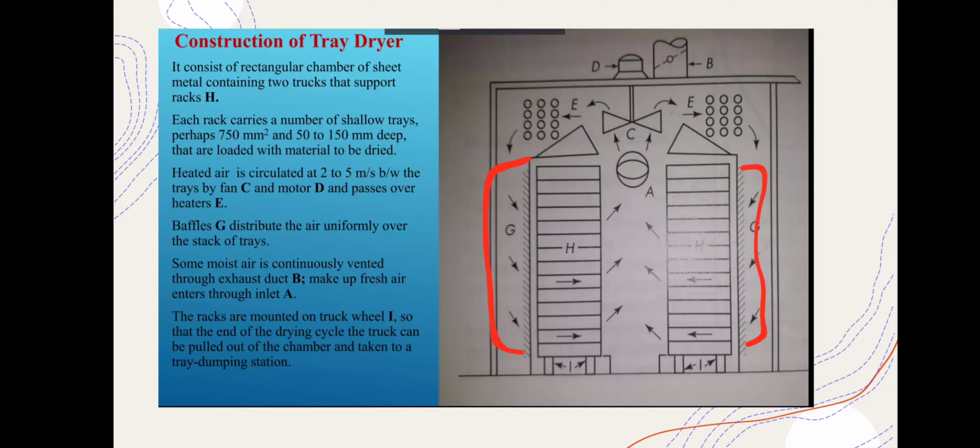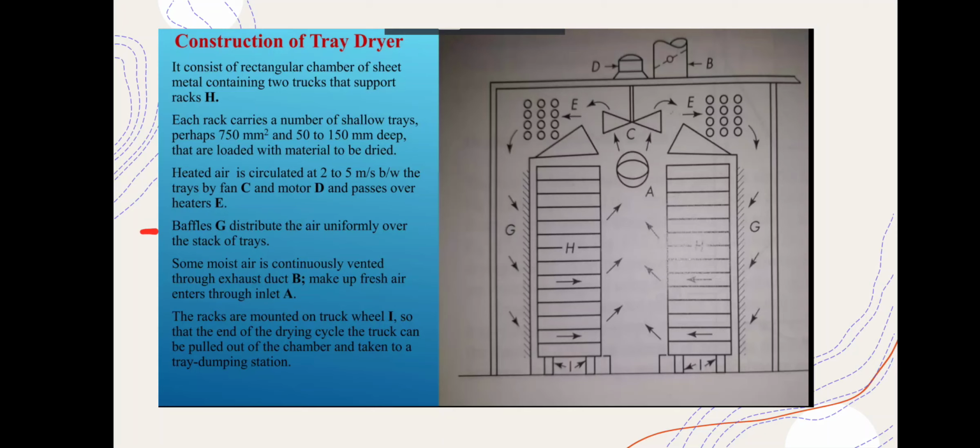Heated air is circulated at 2 to 5 meters per second between the trays by fan C and motor D, and passes over the heaters E. With the help of the fan C and the motor D, the heated air is circulated in the trays. You are observing these arrow marks. This is the circulation of the heat.